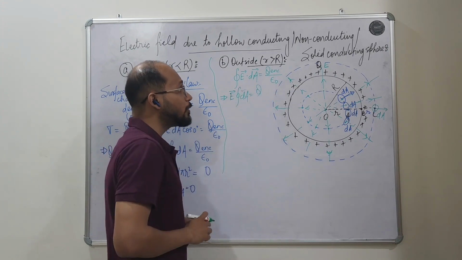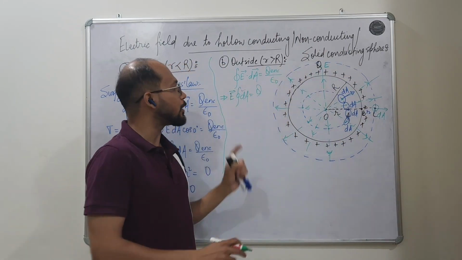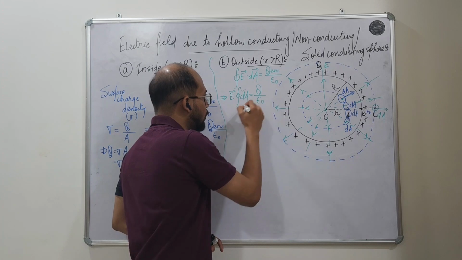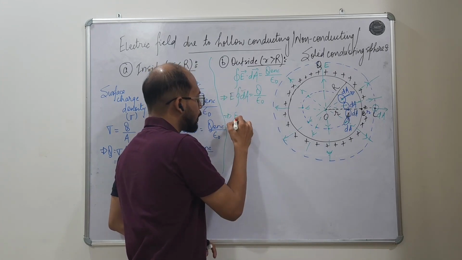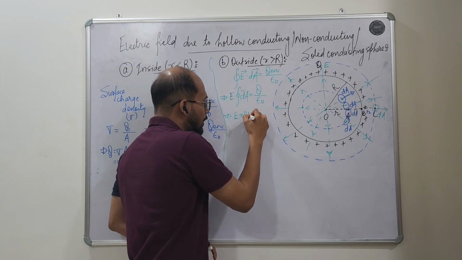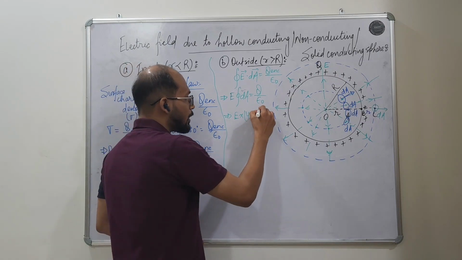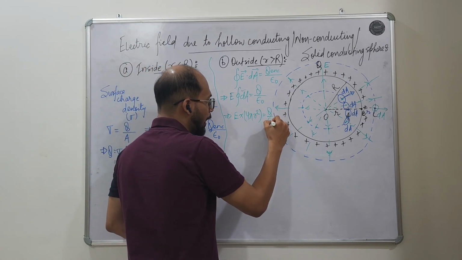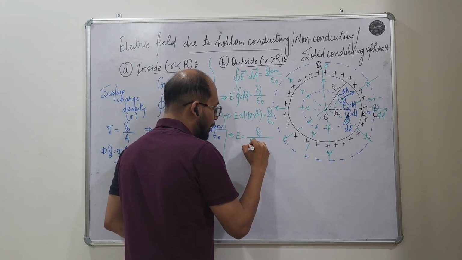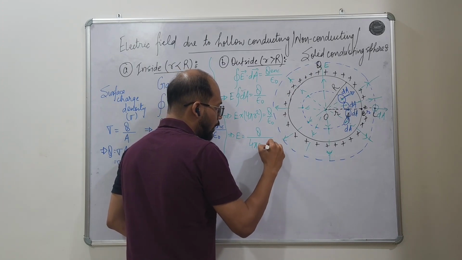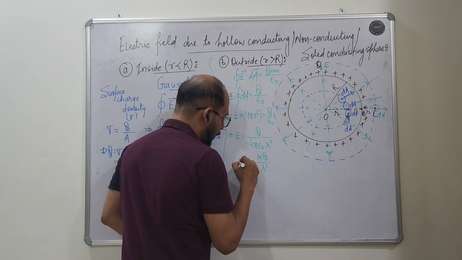Q enclosed. And what is the Q enclosed? The total charge enclosed within this Gaussian surface is capital Q divided by epsilon naught. So this will be equal to E, integral of dA, which will be 4 pi small r square. That will be equal to Q by epsilon naught. From here we can say the electric field will be Q divided by 4 pi epsilon naught r square, or we can write it as K Q divided by r square.